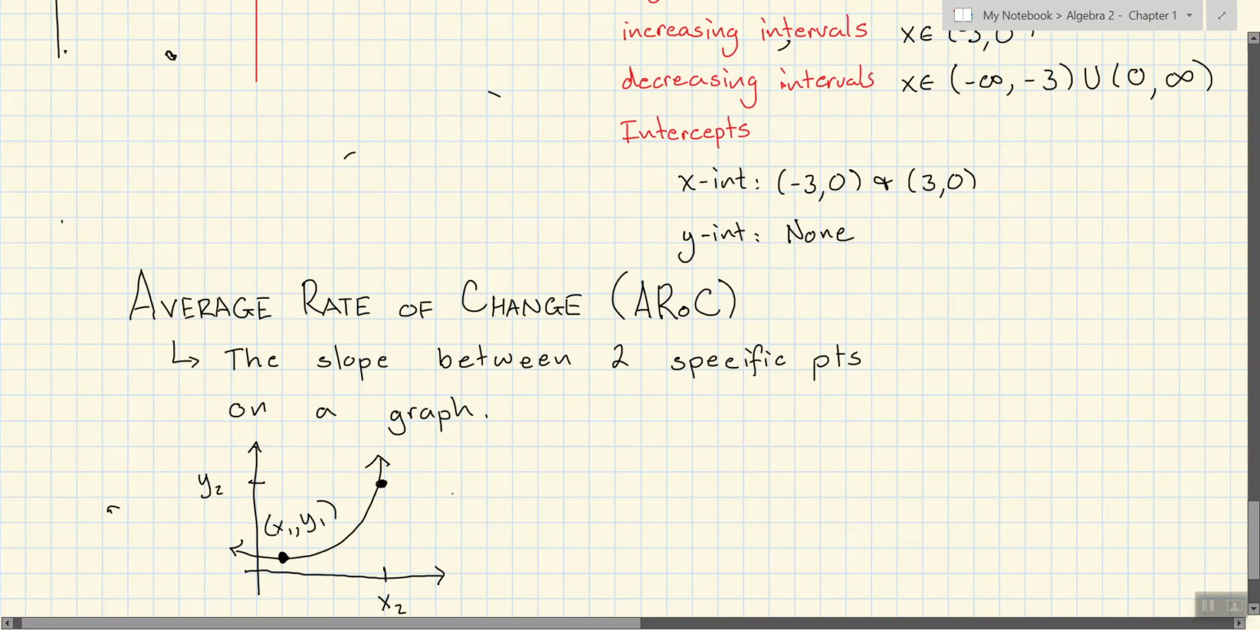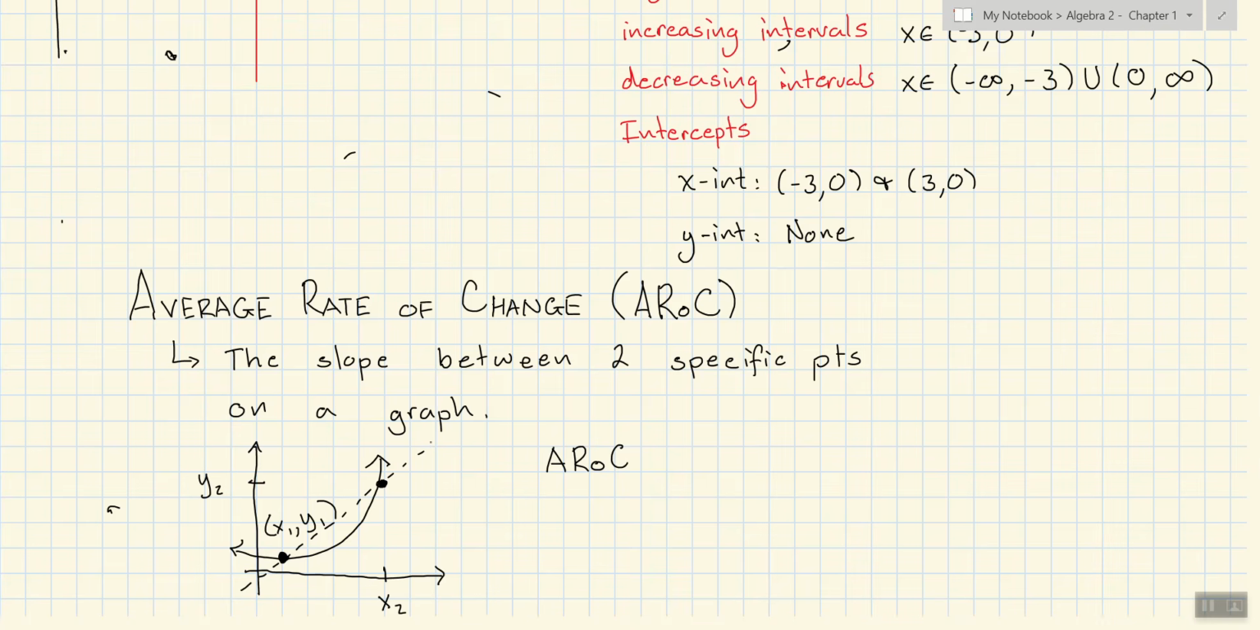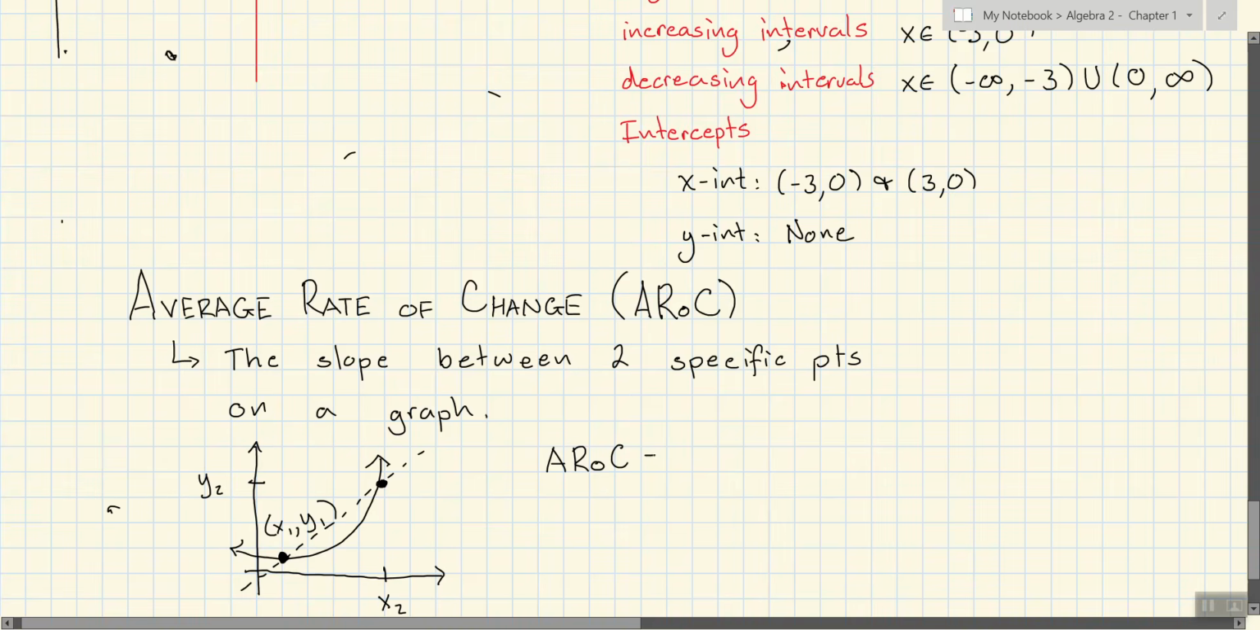If I wanted the average rate of change between these 2 points, we'll just say AROC for the average rate of change, it would simply be the slope of this line. And you don't have to dash this line, but it's that line right there. That's our average rate of change. How on earth do I find the slope of a line?